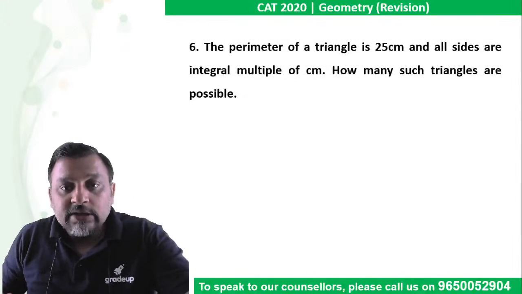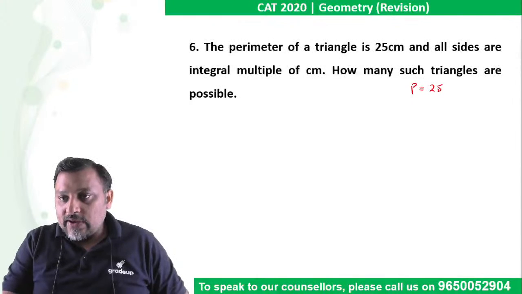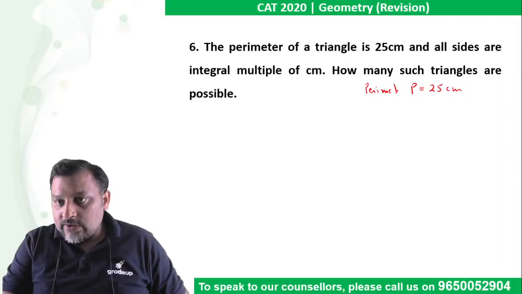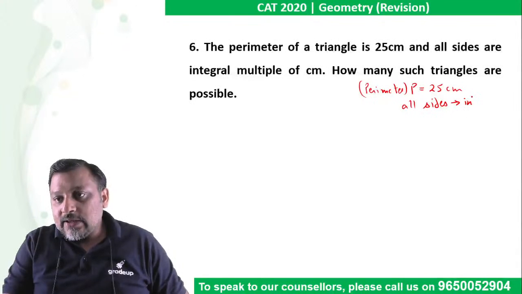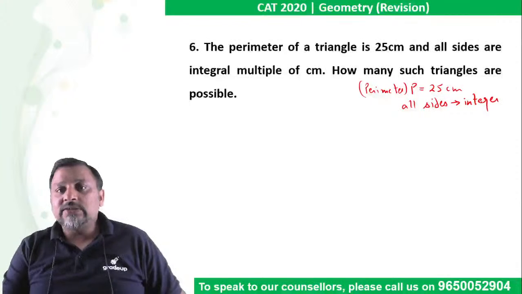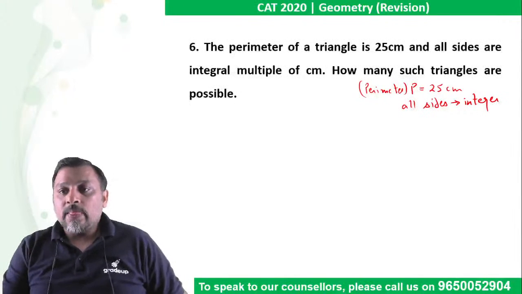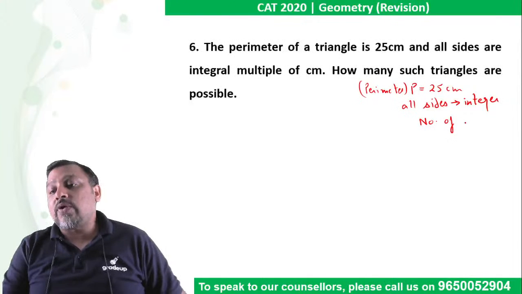See, I am just reading the question for you, Janvi. It is given that the perimeter of the triangle is 25 centimeter, and all sides are integers in centimeter. So you need to find how many such triangles are possible.